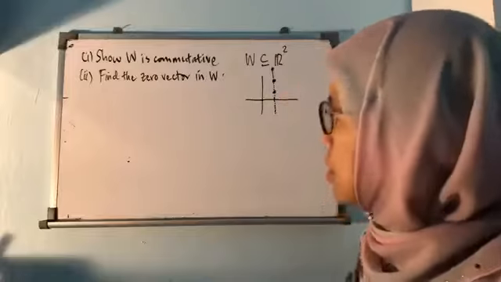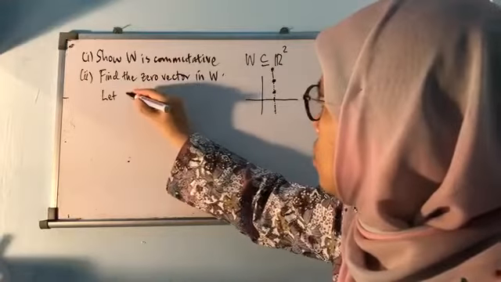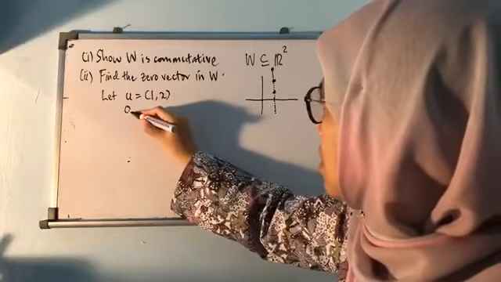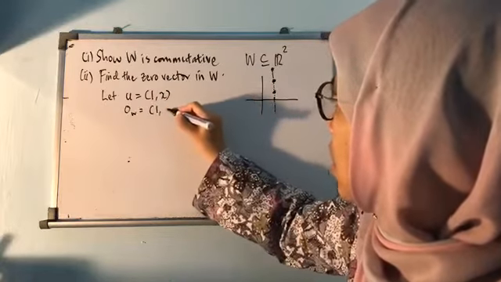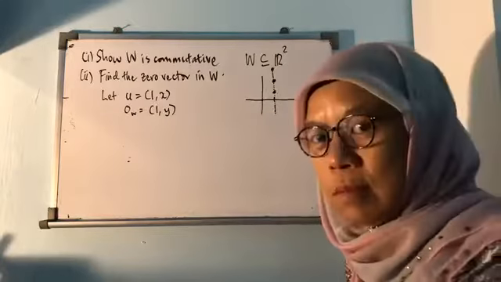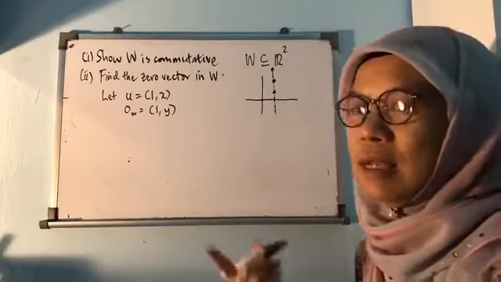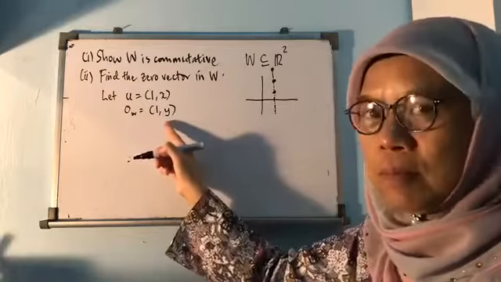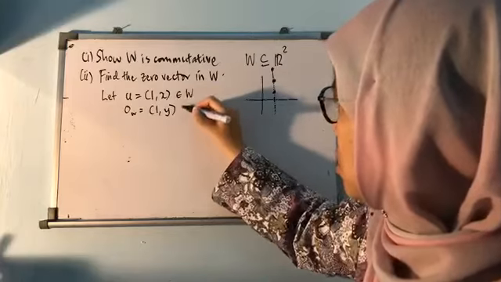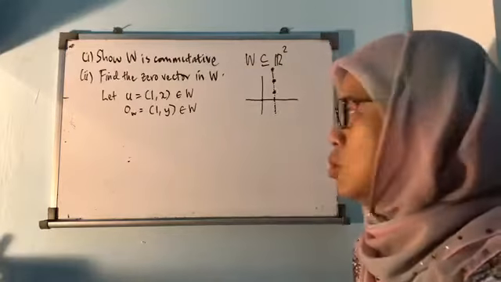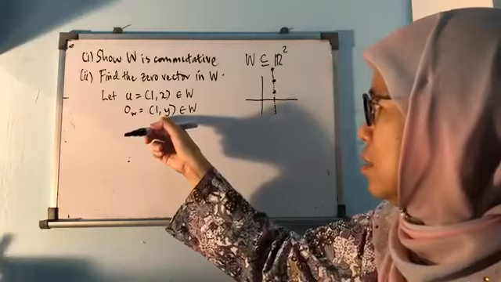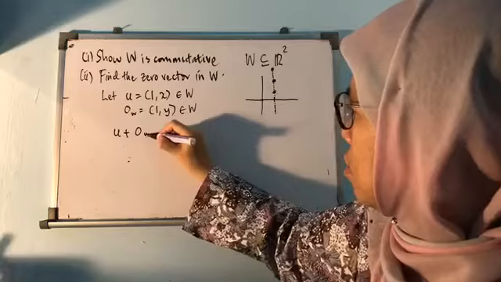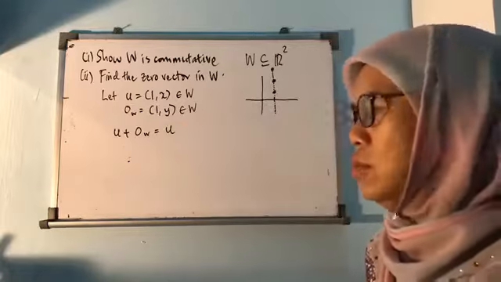Okay, now let u to be 1x and the zero vector is 1y, because the zero vector has to be inside W, and everything inside W is in this form. Okay, this is in W, this is also in W. So you have to find what is the zero vector. What does it mean by the zero vector? u plus the zero vector has to be equal to u.